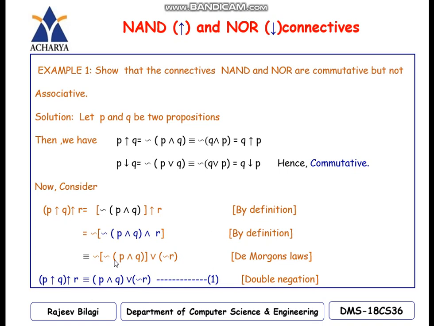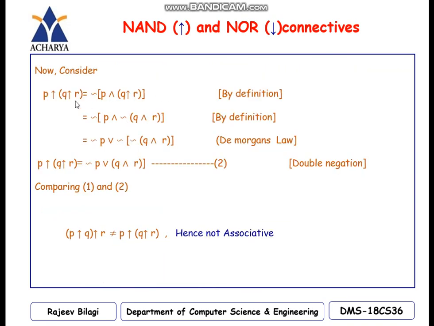Now I will apply De Morgan's theorem. Negation of (P and Q) is negation of P or negation of Q. So applying here, negation of negation of (P and Q), or negation of R. With this, we get double negation, so (P and Q) or negation of R. So this I will call equation 1.